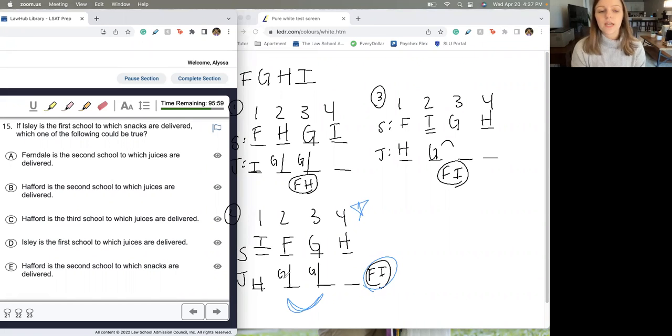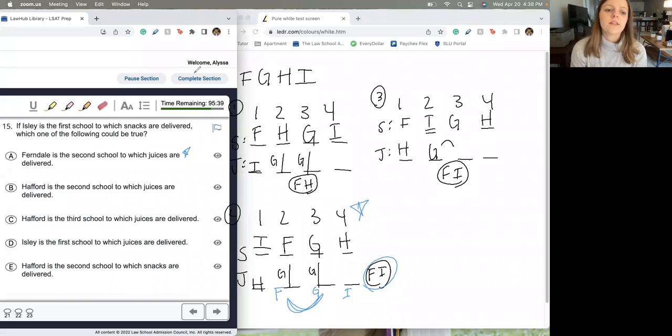So answer choice A says F is the second school to which juices are delivered. I just kind of predicted that because that includes our F as our floater. Could be in that second spot. We could have G in that third spot and I in that fourth spot. So I like this answer choice.